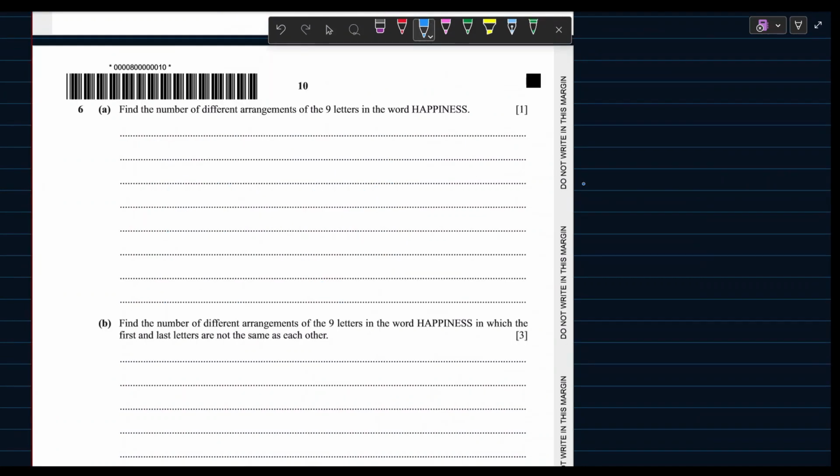Number 6, part A. Find the number of different arrangements of the 9 letters in the word happiness. So we've got 9 letters, so we do 9 factorial. Do we have any repetitions? Yes, we do. P appears twice, so over 2 factorial. S appears twice, so we've got another 2 factorial. Is there anything else repeating? I don't think so. So that's 9 factorial over 2 factorial times 2 factorial. And this gives us 90,720 different arrangements.